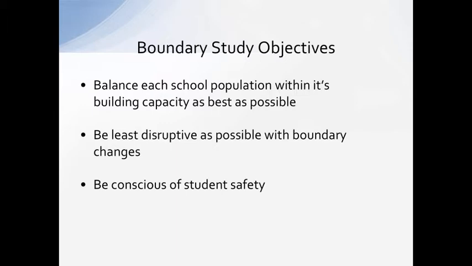During population and boundary studies, we have 3 objectives in mind. The first is balance of school populations in respect to the capacity of each of the buildings. The second is to minimize student and school disruption as much as possible. Third is always to consider student safety.